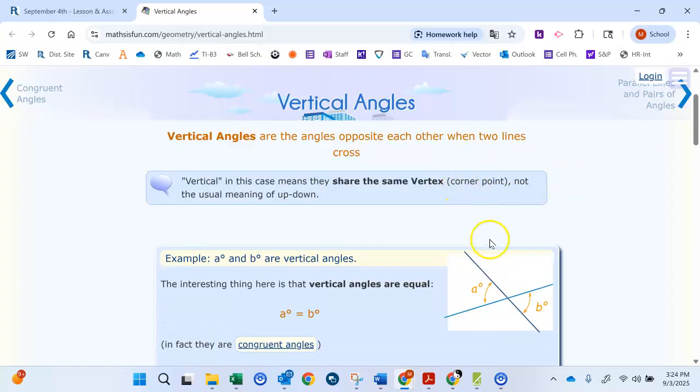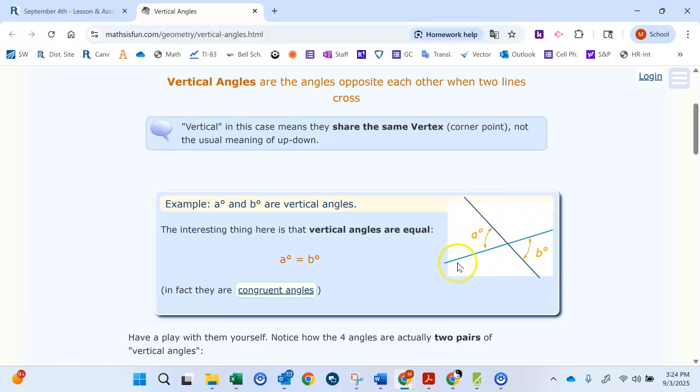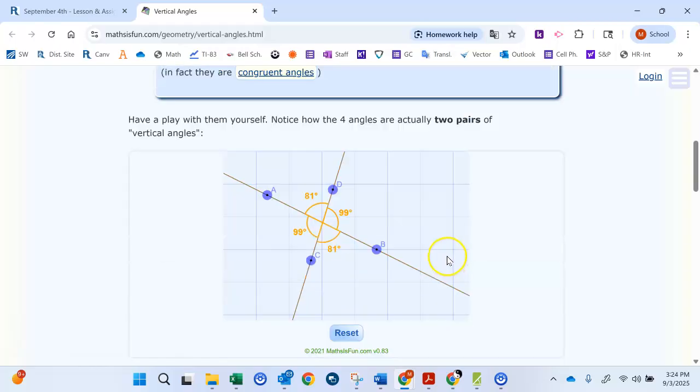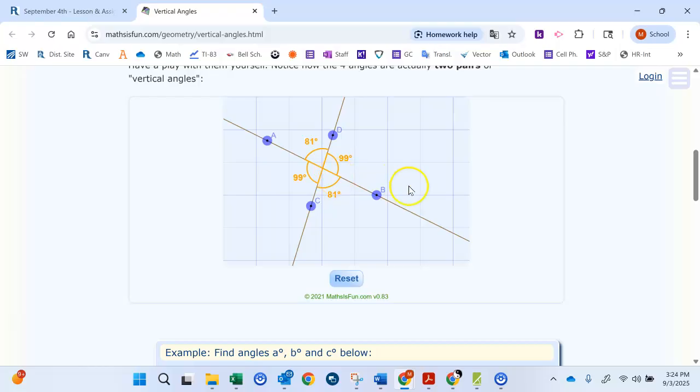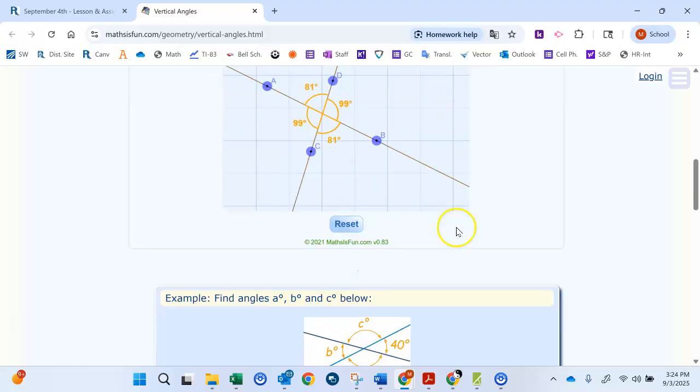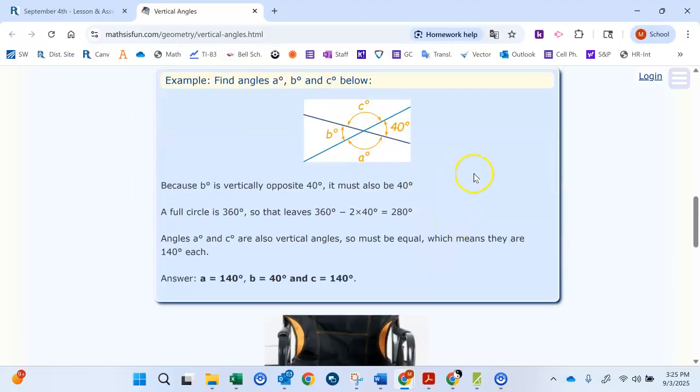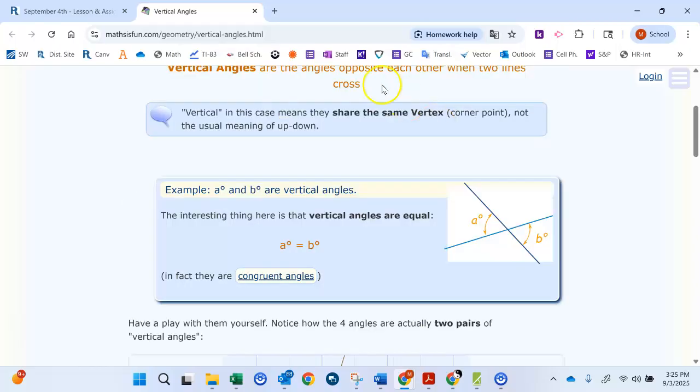Basically, when two lines cross, the opposite angles are equal to each other, or congruent, okay? If you look at that, two lines here, this side is 81, across this way, 81. The opposite side of this one is 99, 99. Move the lines, it changes: opposite sides 64, 64, 116. So please read this, and that will help you to do this assignment.